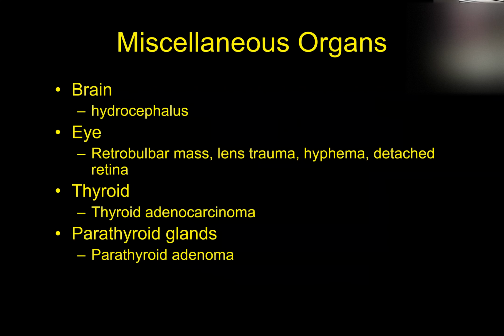Okay, miscellaneous stuff that we can look at with ultrasounds, not just abdomens, not just hearts. We can look at small parts. We can look at thyroids. We can look at the brain. Sometimes we can look at eyeballs. We can look at the retrobulbar space behind the eyeballs, things like that. So other uses for this.